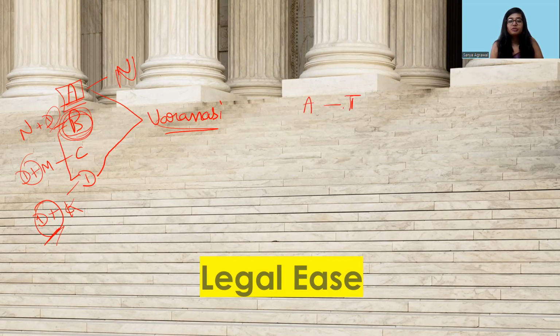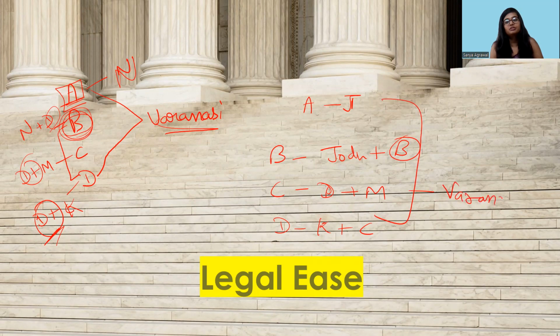A lives in Jaipur, B lives in Jodhpur, and he carries on business in Bhopal. Okay? C lives in Delhi and carries on business in Mumbai. D lives in Kolkata and carries on business in Chennai. Now the places for all these people are different, and let's suppose they all went to Varanasi and there they entered into a contract which was breached by B, C, and D, and A wants to file a suit.